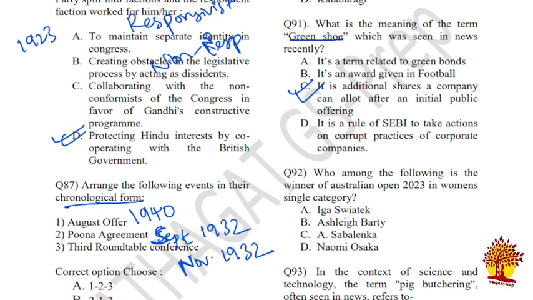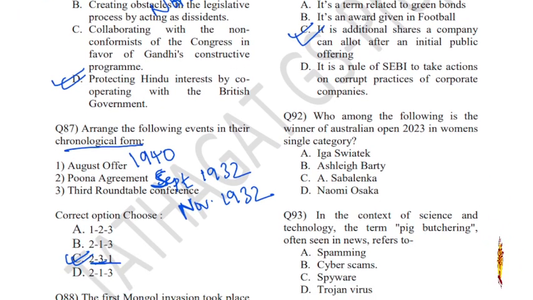Next, 92. Who among the following is the winner of the Australian Open 2023 in the women's singles category? Here the correct answer is Aryna Sabalenka from Belarus.